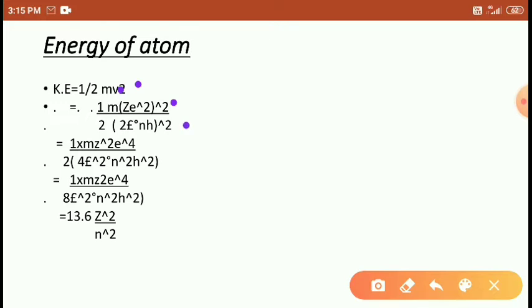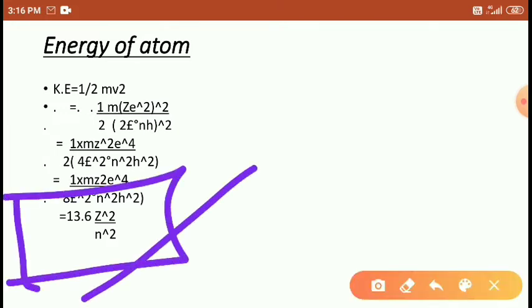Then you get m, sorry, the m into Z squared, 2 e squared, into 2 raised to 4, e to the power of 4, next 4 pi epsilon naught, whole squared, n squared h, whole squared. Again you put in all the values, and then you get the energy level as 13.6, the energy level of the electron. So Z is the atomic number, N is the energy level, 1, 2, 3, right students?